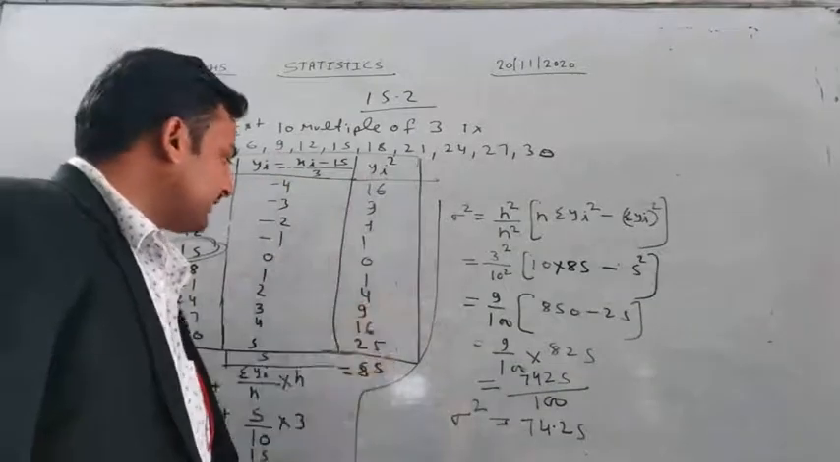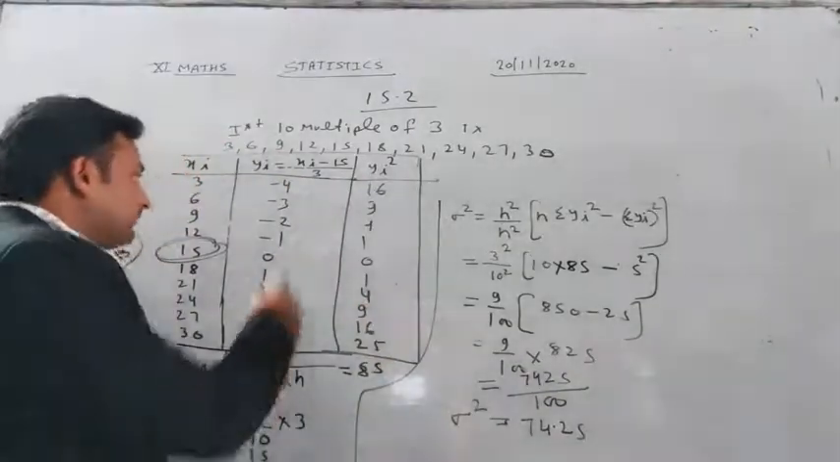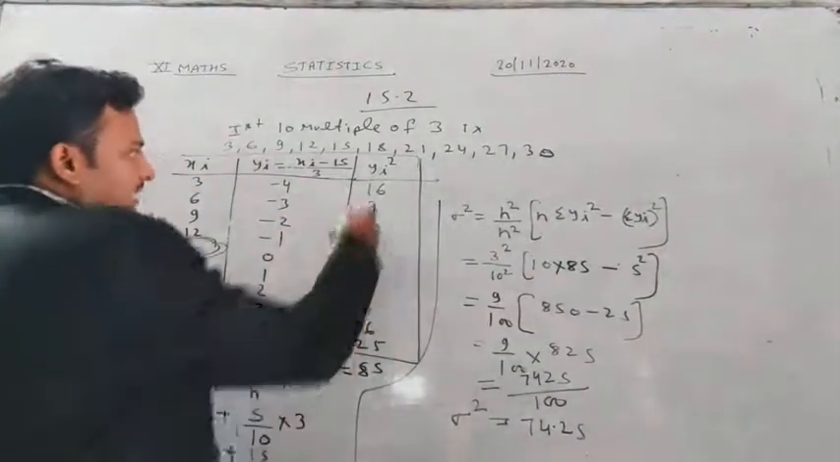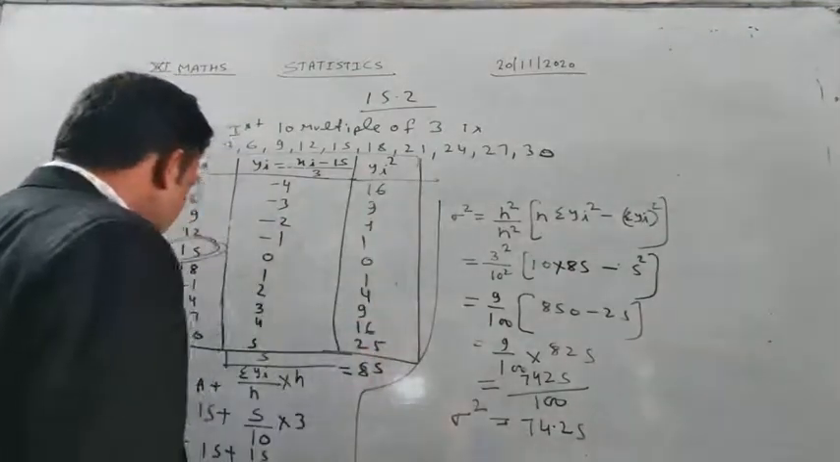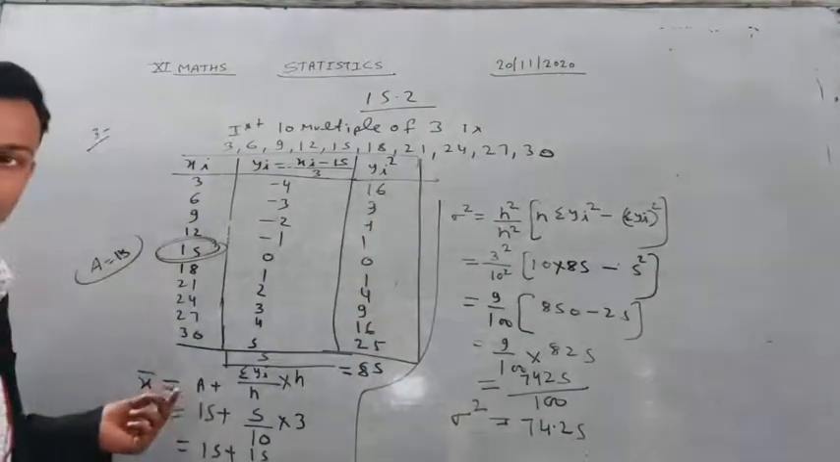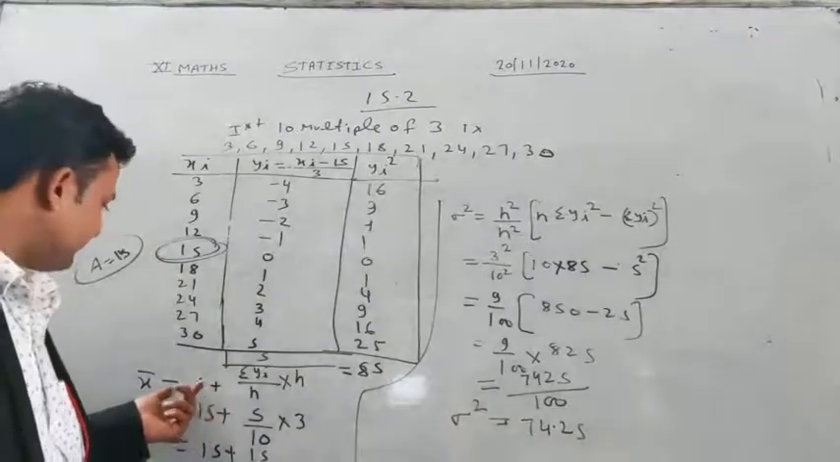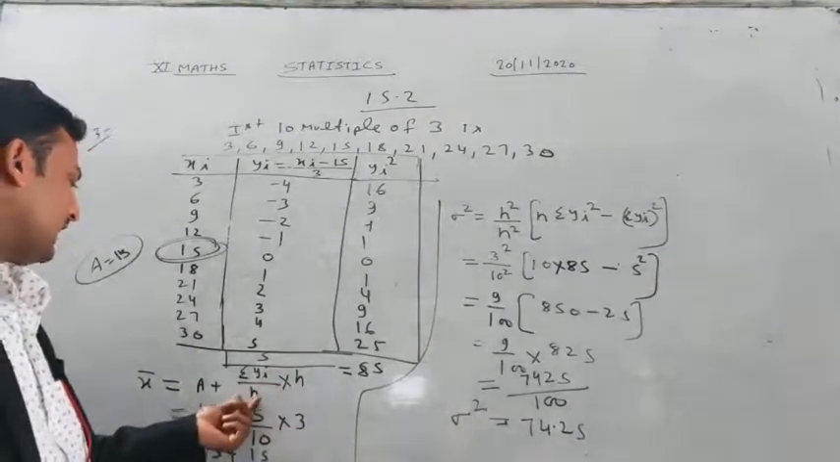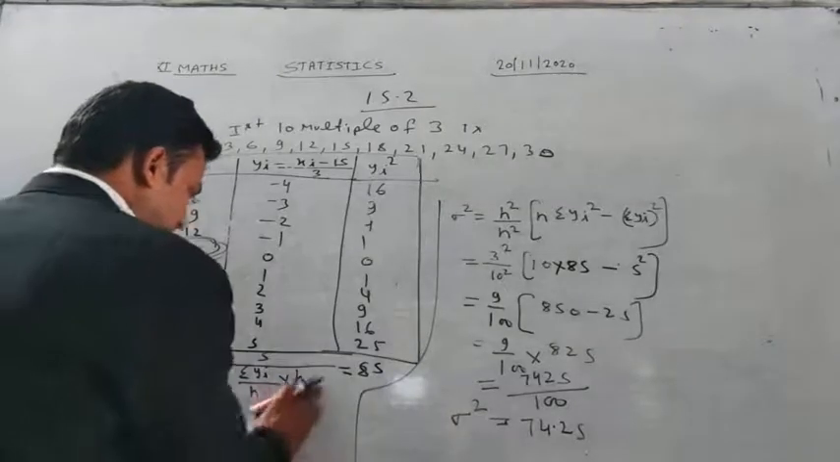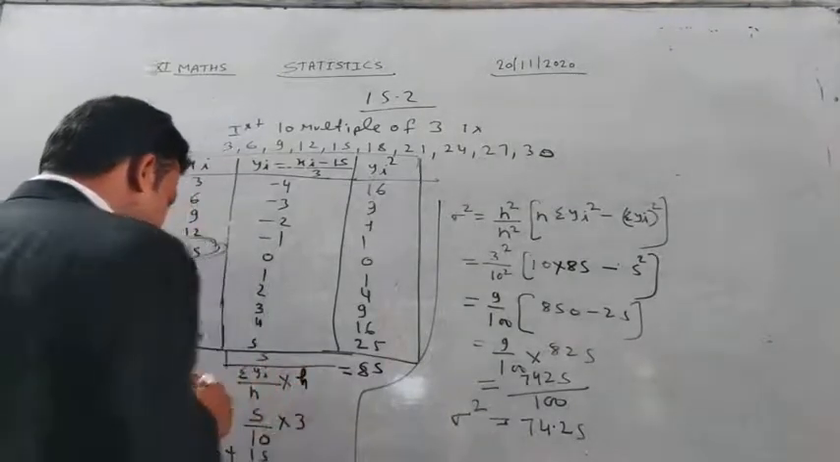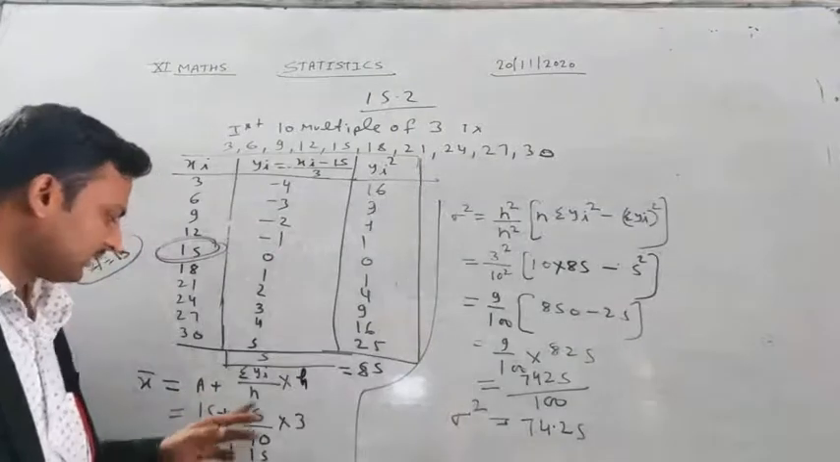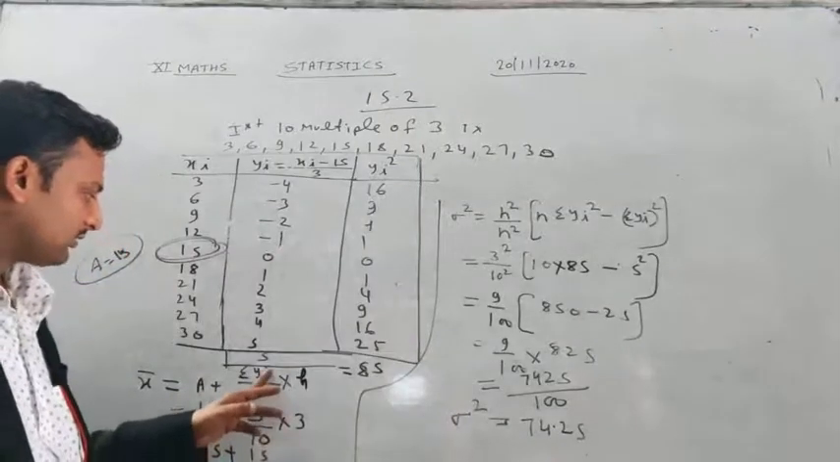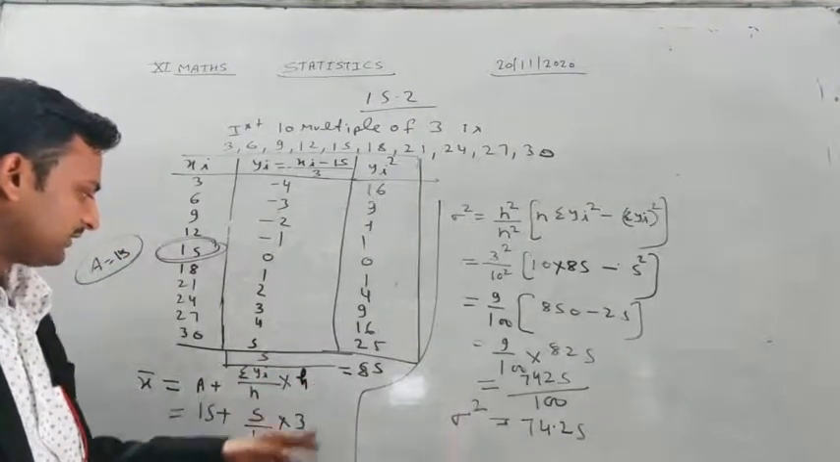We are getting here. Now we have finding the sum of these. This is 5 and this is 85. Now we know that for the mean, x bar is equal to a plus summation yi by n into h. This is our h and this is n. So 15 plus 5 by 10 into 3, because summation yi is 5, h is 3.